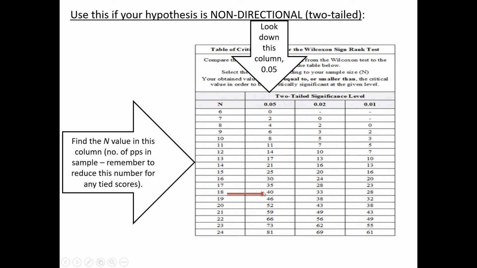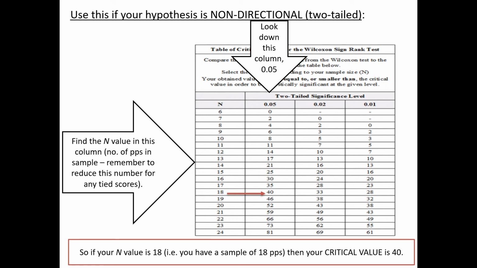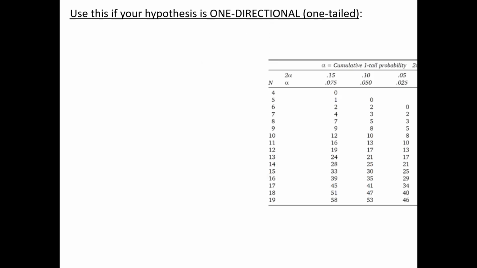Now, if my hypothesis with my data set had been non-directional, with a sample of 12, remember it was 13, but I had to get rid of one of my participants because they inconveniently got the same score twice, then for a data set of 12, my critical value would be 14. Okay? Right. Okay, there we are.